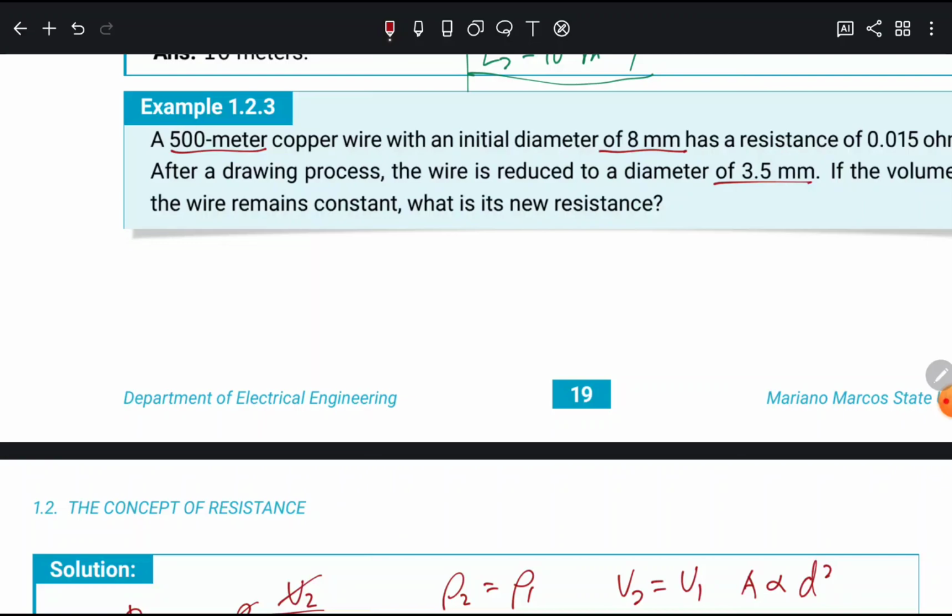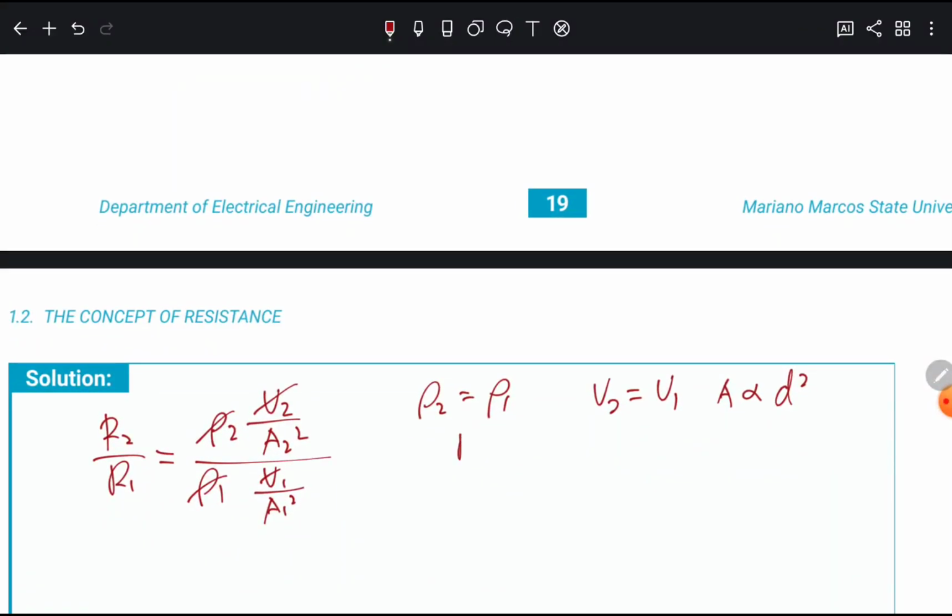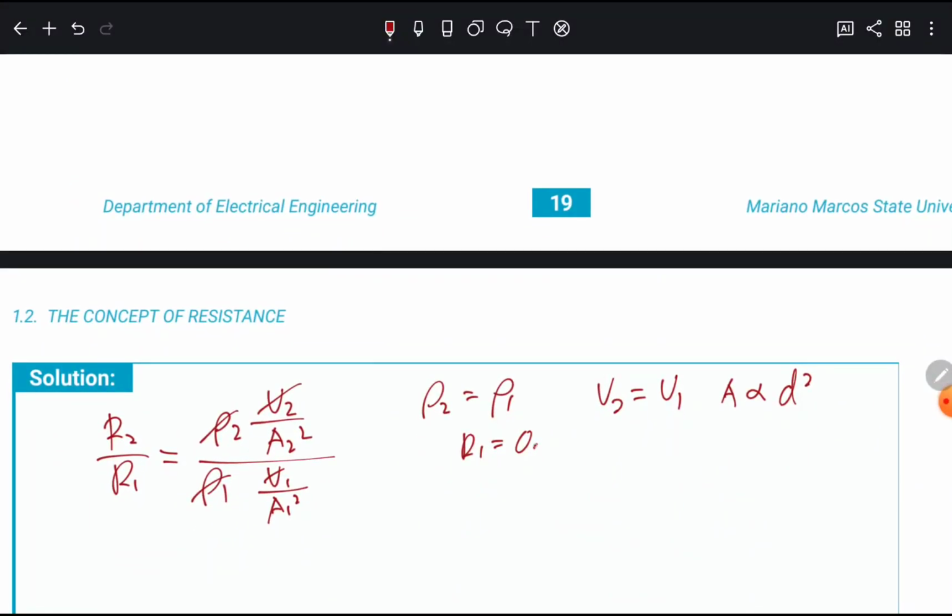So now R2 is unknown and R1 is 0.015 ohm.